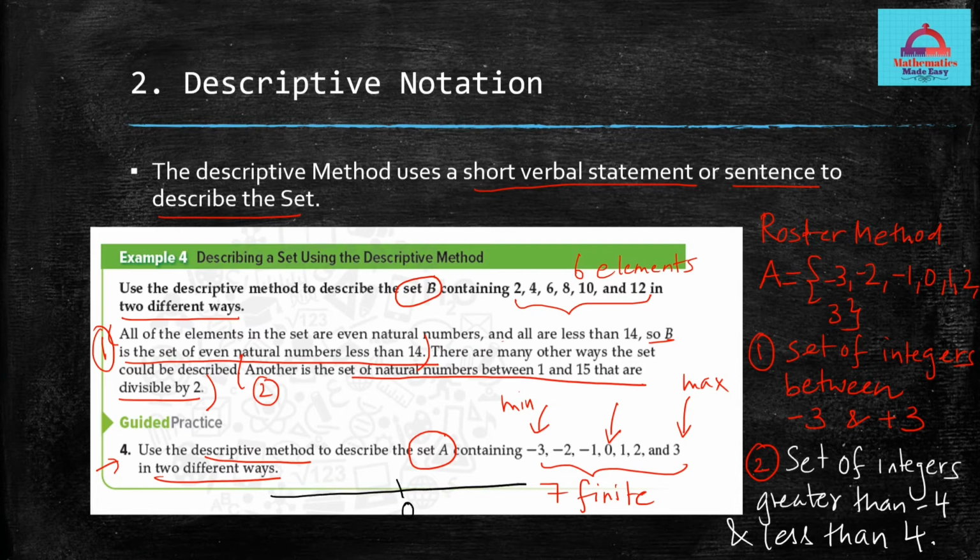This is 0. On the left you have the negative integers, so -3, -2, -1. Here you have the positive, so 1, 2 and 3. So here I have just taken the minimum, which is greater than -4. So if your -4 is somewhere here, 4 is here, so you are taking greater, so that means you're not including -4. You begin with -3 and then you close at 3 for the given set. So these are 2 ways in which you can describe the set. I hope you've understood descriptive notation from this slide.